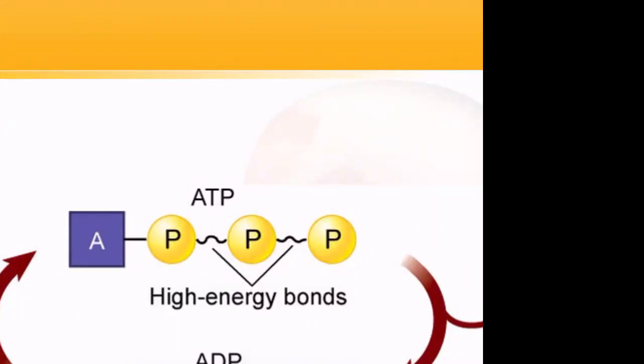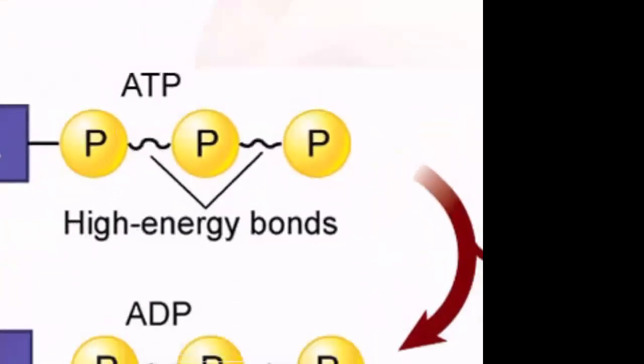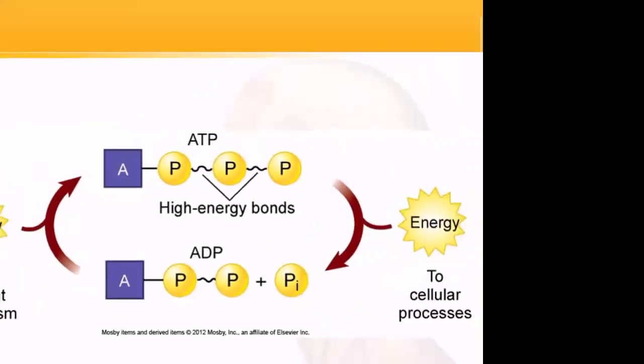Notice the A, that's the adenosine. And then we have three inorganic phosphates bound to it. There's one close to it, then there's a middle one, then there's a furthest phosphate. That bond between the middle and the furthest phosphate is the highest energy bond. So when we break that bond right here, when we break that off and release that inorganic phosphate, that is what gives us energy.